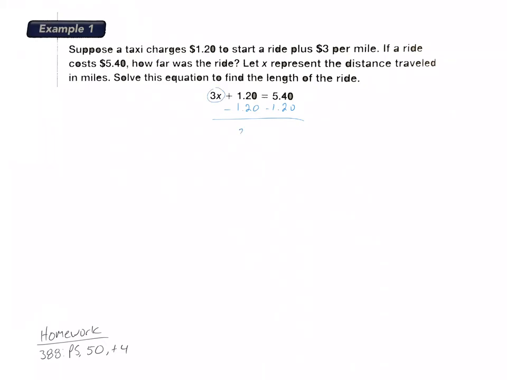So this part's just 0, so I have 3x is equal to 0 minus 0 is 0, 4 minus 2 is 2, 5 minus 1 is 4. Dividing this by 3, I get x is equal to 1.4.